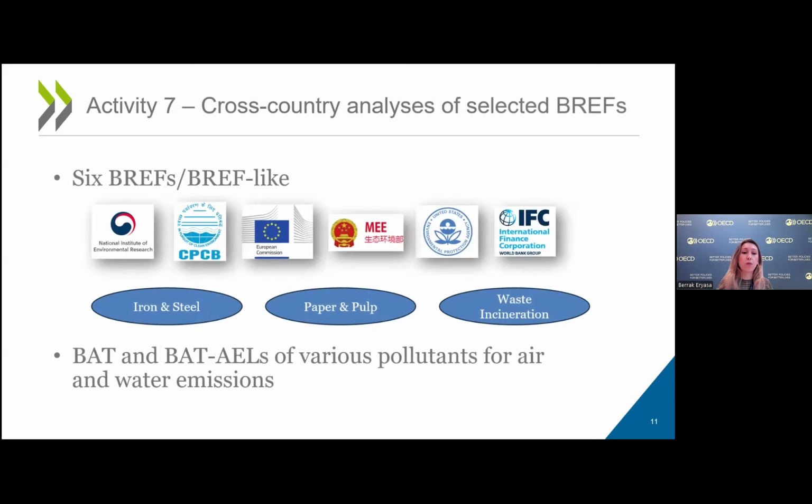How we did that: we collected 6 BREF or BREF-like documents from 6 jurisdictions. So we had BREF documents from Korea, India, European Commission, China, US, and World Bank. And for that, we had chosen to focus on iron and steel, paper and pulp, and waste incineration. Essentially, what we did was screen out and analyze the BATs and BAT emission levels of various pollutants for their air and water emissions.